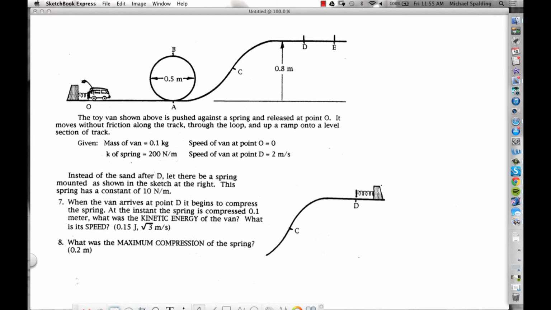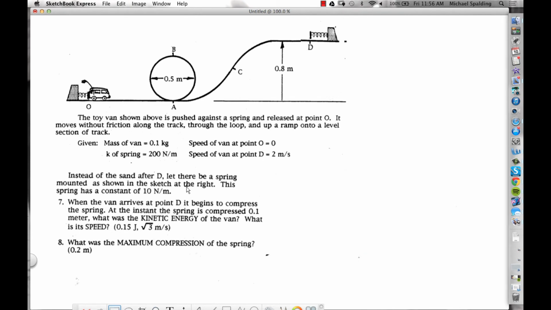So you know what? Here's what I'm going to do. I'm going to grab this spring, pick it up. What they're saying is point D, look at that. Bam. So now instead of there being sand there, it's a spring. Okay, so we'll erase this.